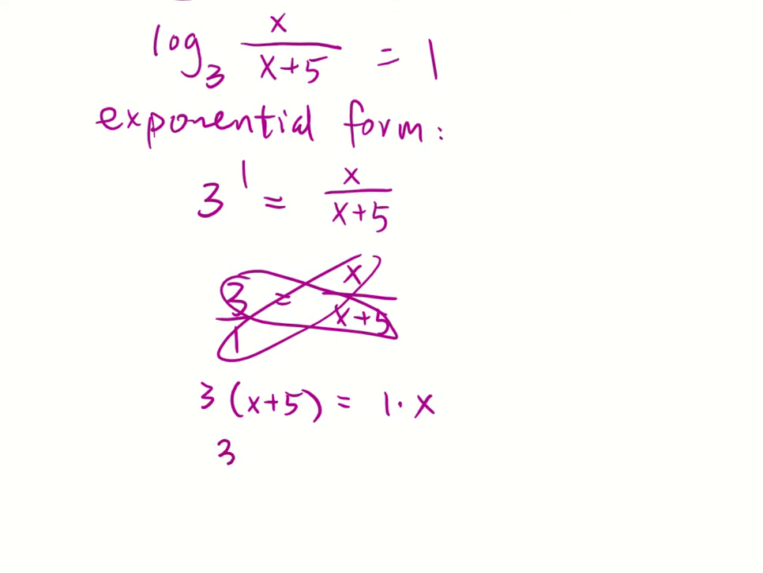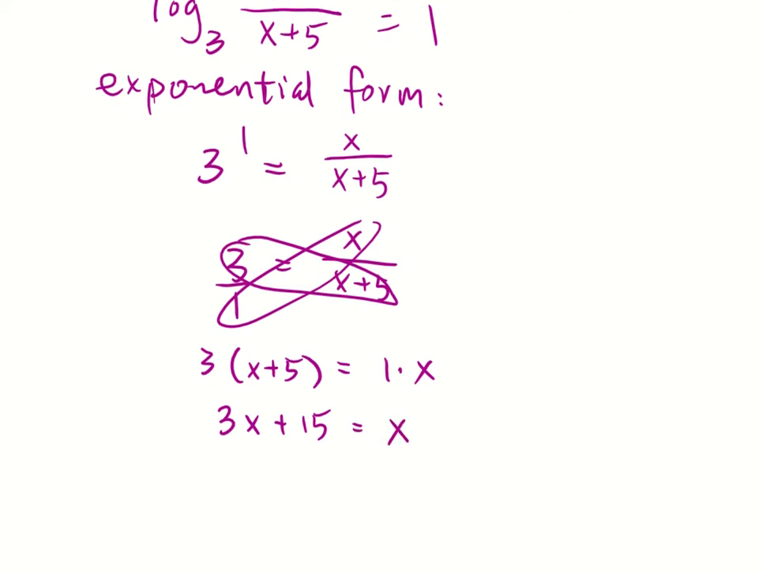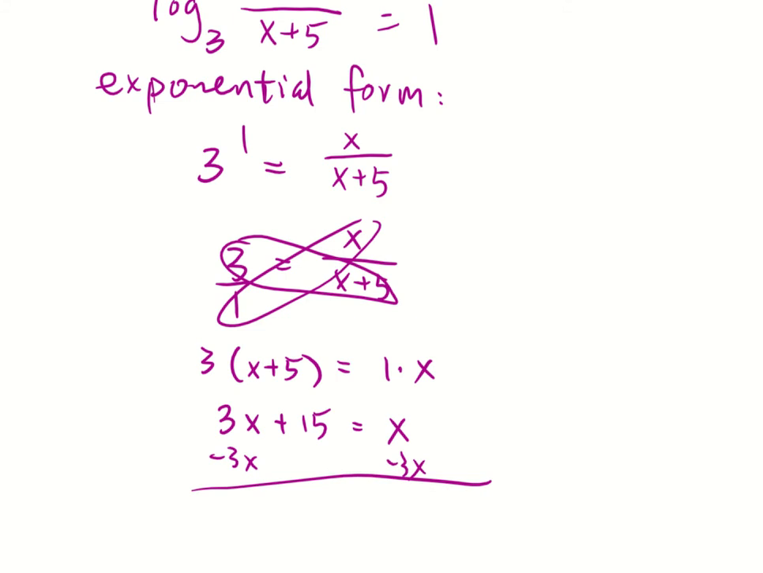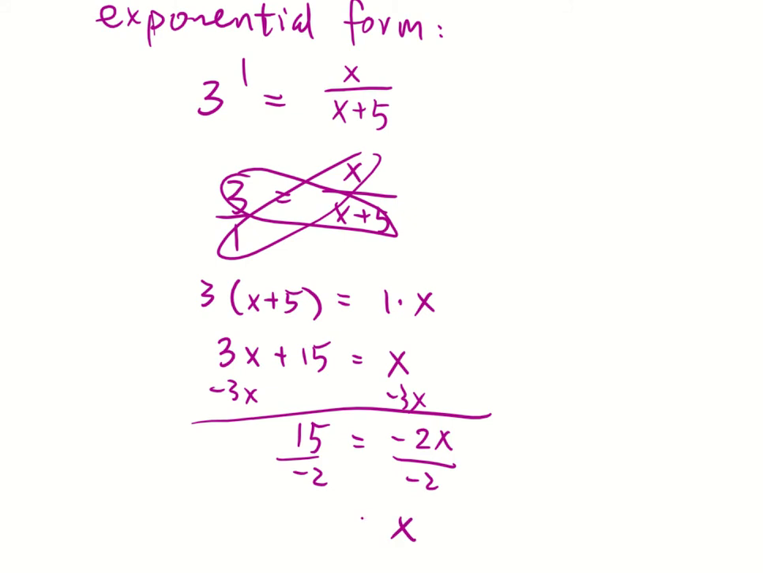So on the left side, you have 3x plus 15, distributive property. On the right side, you have x. Then it's an easy problem to solve. You could subtract 3x on both sides. So 15 equals negative 2x. Then divide both sides by negative 2. So x equals negative 15 over 2, or you can say x equals negative 7.5.